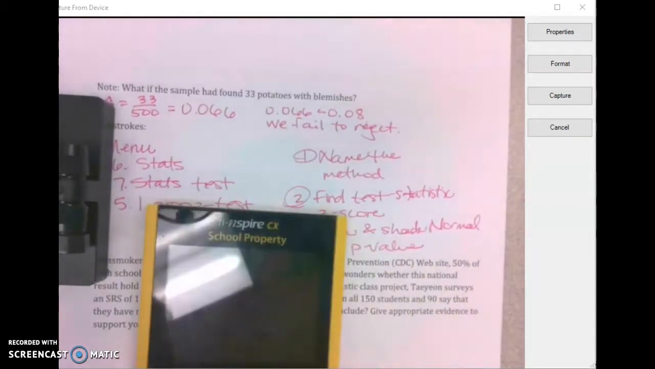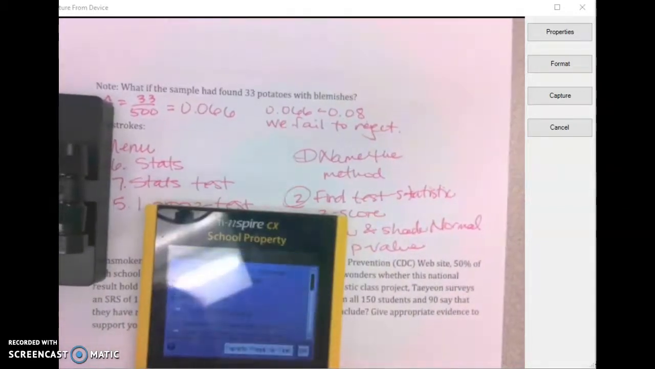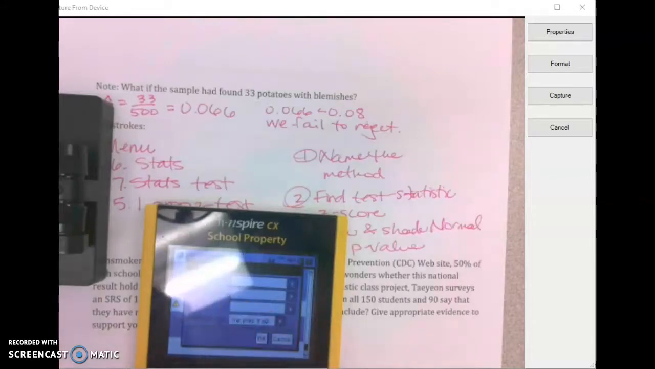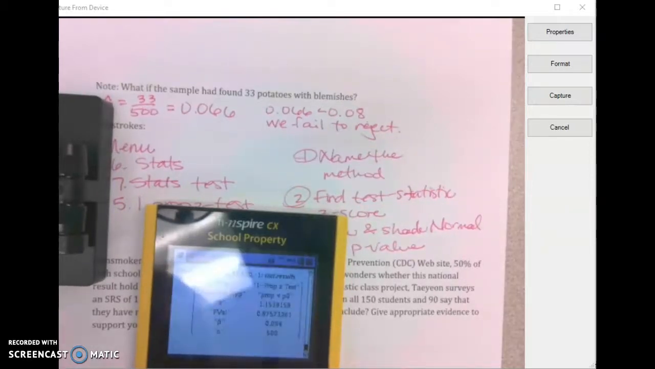So if you were on the calculator, what you would do is menu 675. Our p sub o for this one was 0.08. The number of successes that we started off with was 47 potatoes with blemishes out of 500, and then we find our appropriate option, and our z-score shows up there. That would be our p-value if you clicked on the right one.